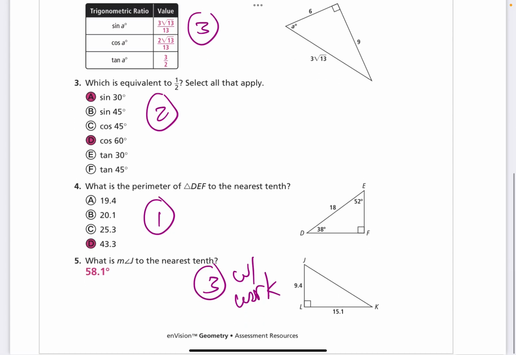Okay, number 4, we needed 2 lengths. So this was a little bit more work. EF, you could use either of the 2 angles, 52 or 38. Let's say you use 38, you would just do sine of 38 equals x over 18, and then solve. From there, you could use Pythagorean theorem with those 2 to get the third, or you could do cosine of 38 is y over 18. Anyway, then add those up. Number 5, finding the angle of J is tangent 15.1 over 9.4.